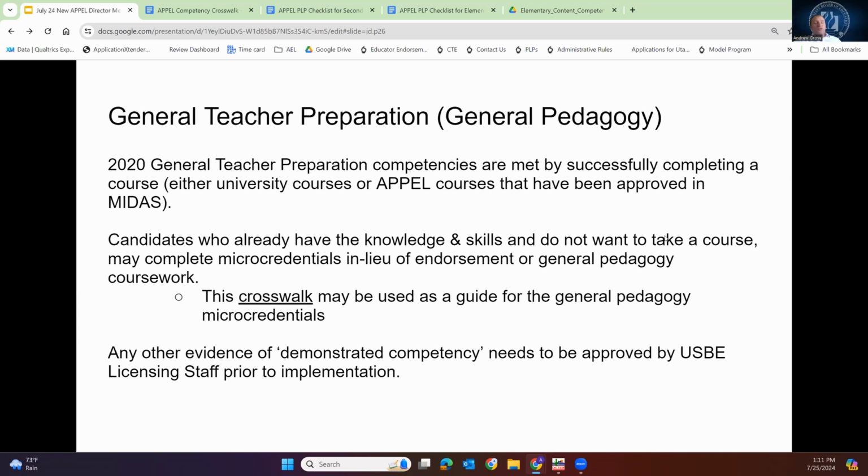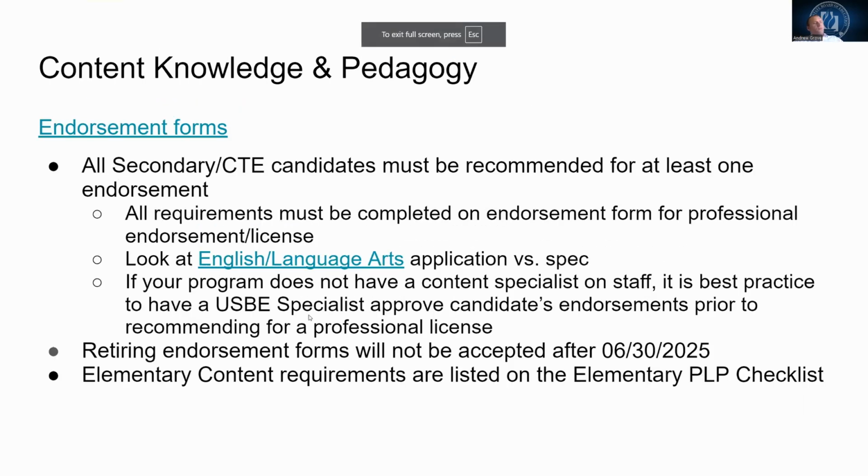And then there is a third option that a few programs choose to utilize. We call that demonstrated competency. We're not really going to talk about that today. But if you're interested in another route, we would need to approve that route. The programs that are all doing it right now, we've approved the route that they're using with candidates. So please reach out if you're interested in that. But those are some of the ways. And then we have the endorsement forms, which have more ways besides just micro credentials and courses that candidates can complete.